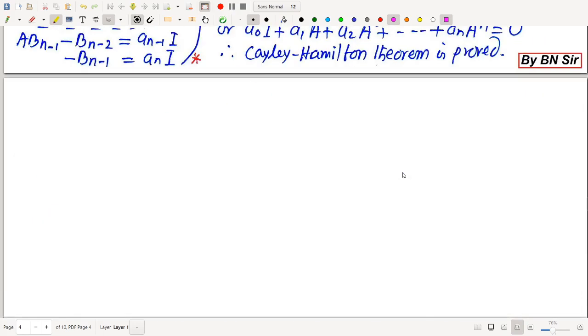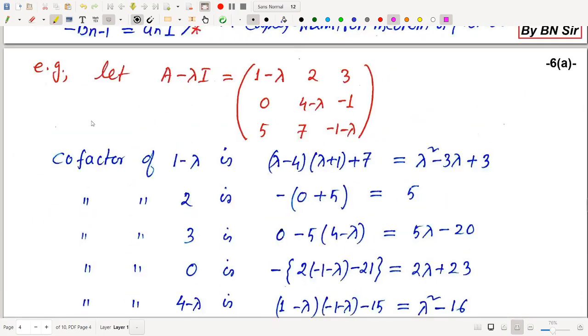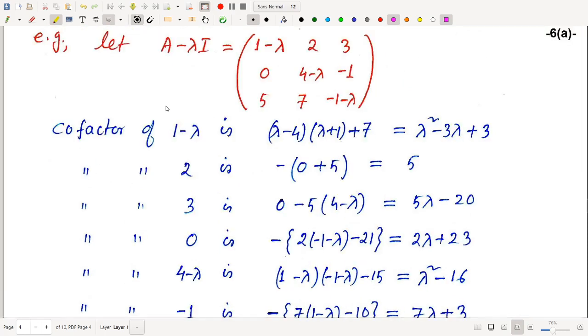We can see here in this page. Suppose A is a 3 by 3 matrix, and A minus lambda I is this. Then the cofactor of 1 minus lambda, omitting this line, this remains. So this into that means lambda minus 4 and lambda plus 1 we have written, just minus will be taken common, minus 7 into minus 1 plus 7. So this is the cofactor of 1 minus lambda. Similarly, cofactor of 2, cofactor of 3 calculated.